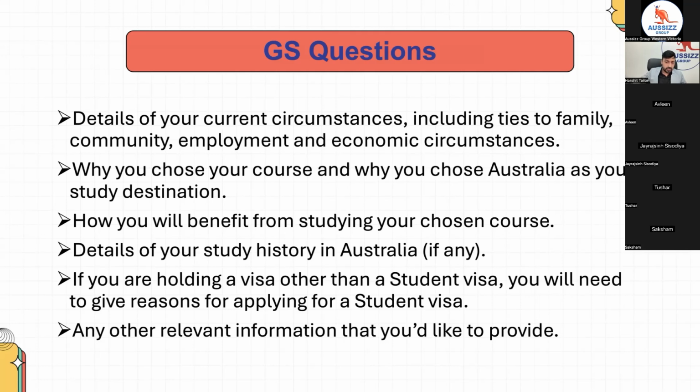So, details of study history in Australia. As I already mentioned, you need to provide evidence in this one. You can provide both details and documents. If you have already studied in Australia, or even if you have studied in your home country, then you need to provide evidence of your transcript, completion letter, and any potential documents for the study you have done.